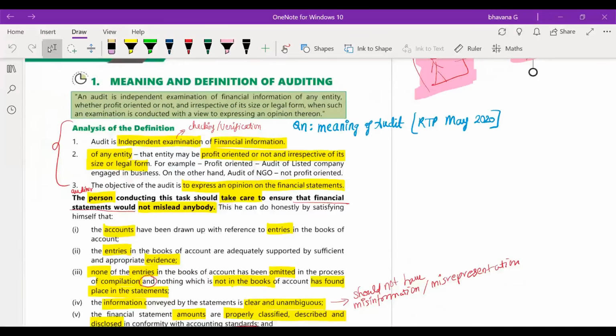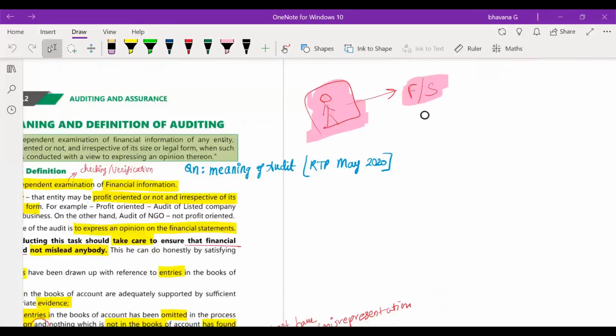Now we have told that the auditor has to go to each and every entity, not just companies, and examine their financial statements. Why is he examining the financial statements? There must be some purpose. He's not mad to go and just verify all the financial statements of the company, right? What is the purpose of the auditor? Can someone answer me? Why is he going and verifying the financial statements of a company? What is the purpose? To express an opinion, correct.